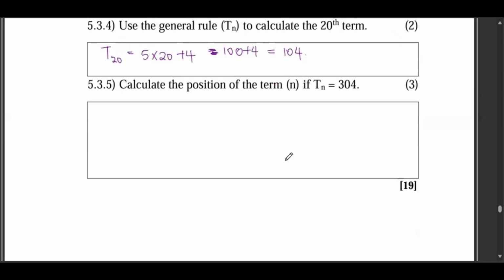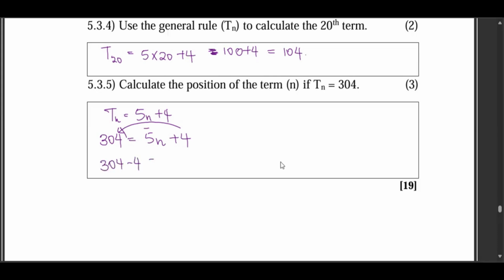Calculate the position n of the term if the Tn is 304. We are looking for the position. So remember we said our Tn is 5n plus 4. Now they've told us our Tn is 304. We don't know the n. So guess what happens? The 4 crosses over. When the 4 crosses over, it becomes a negative.